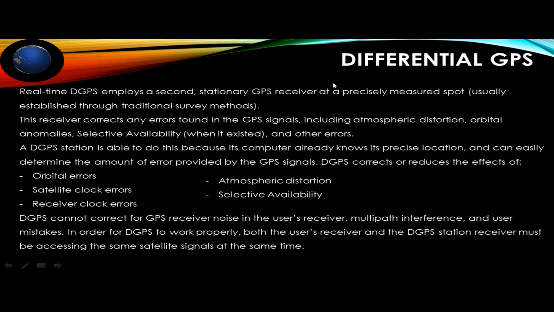My first line itself is telling that real-time differential GPS employs a second stationary GPS receiver at a precisely measured spot, usually established through the traditional survey method. So you are getting more precise information. That's why we are correcting some errors associated with the GPS.